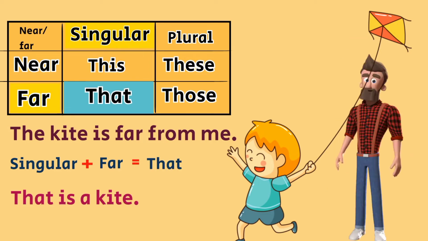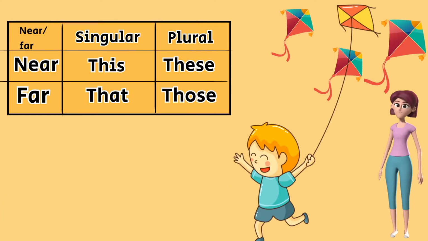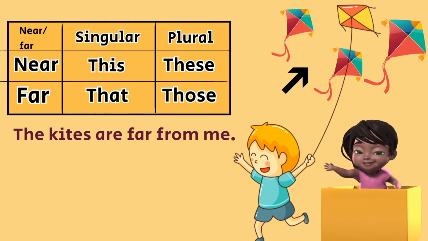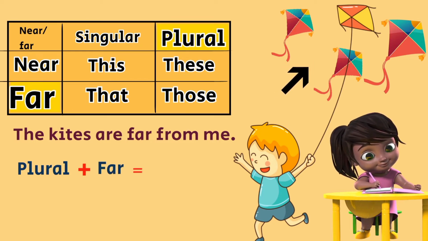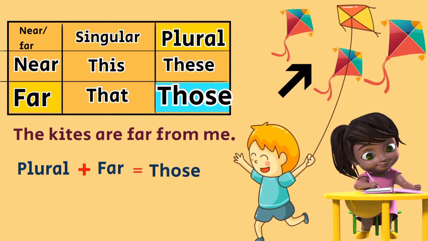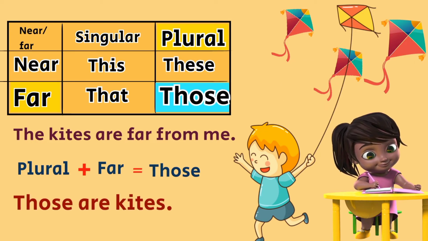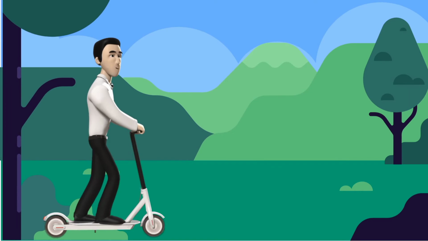That is a kite. और जब बहुत सारी पतंग मुझसे दूर है, we say the kites are far from me. So the plural noun and the object which is far from us, we use those. So we can simply say those are kites. So guys, I hope that this is also clear to you all.